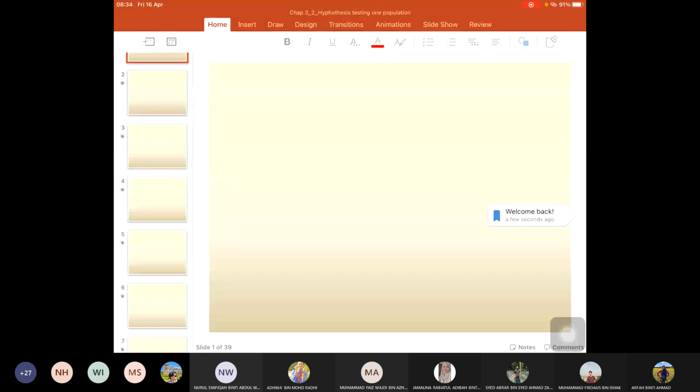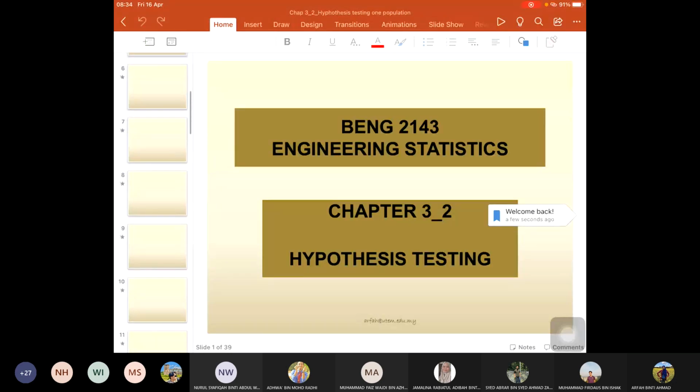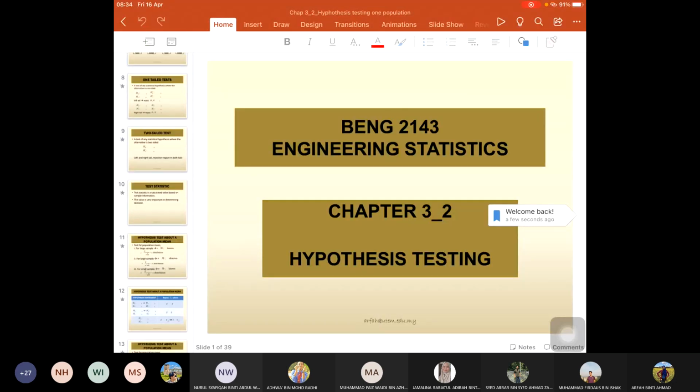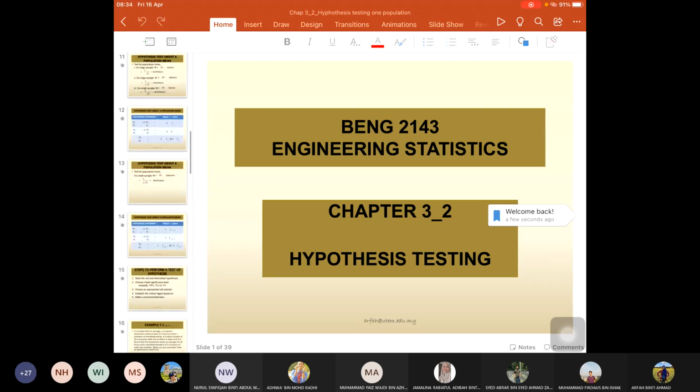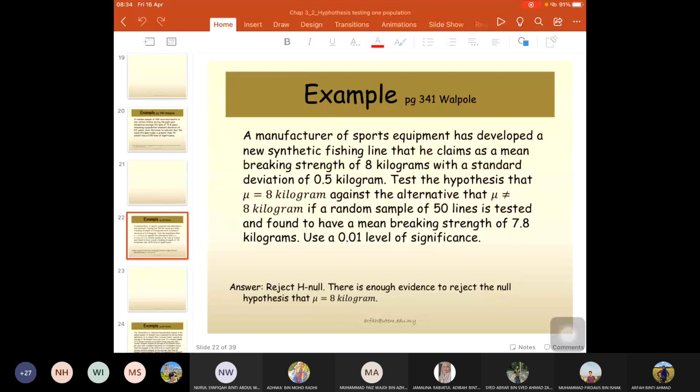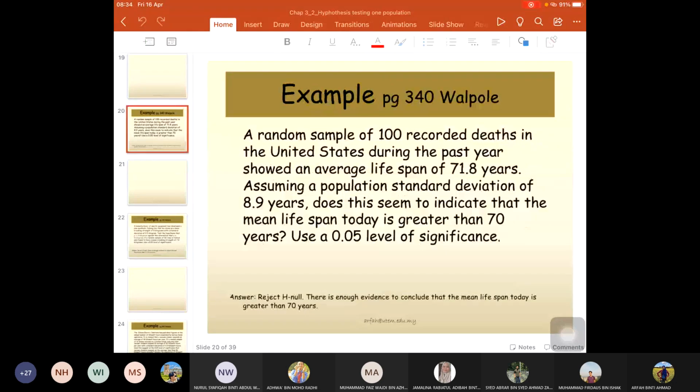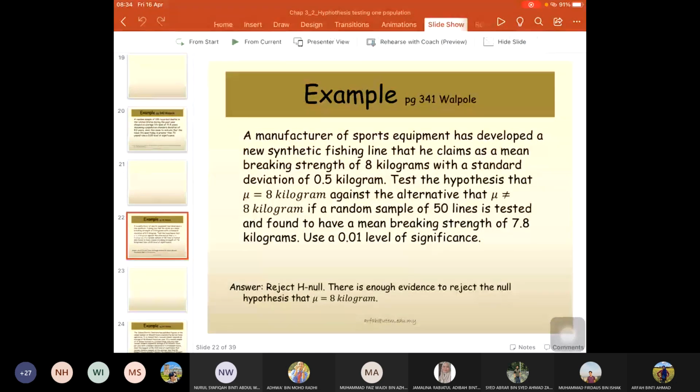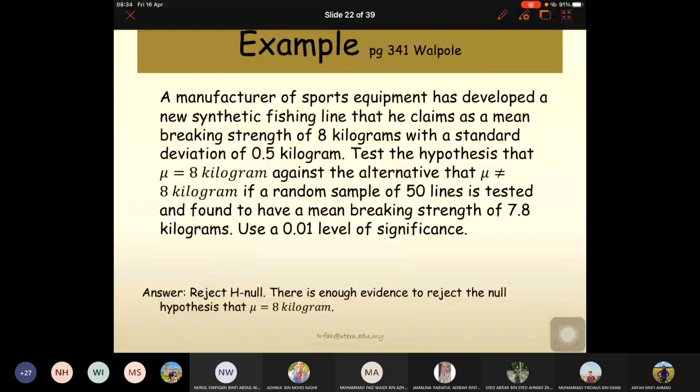Okay, now it seems fine. Okay, sekarang nampak. Nampak tak slide? Nampak.